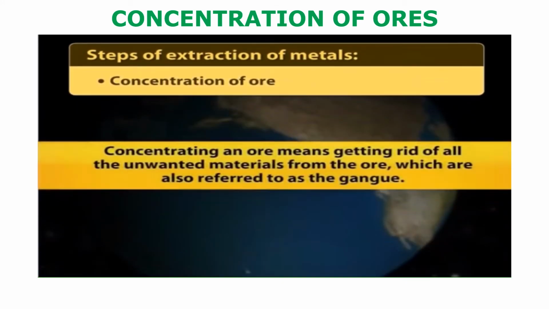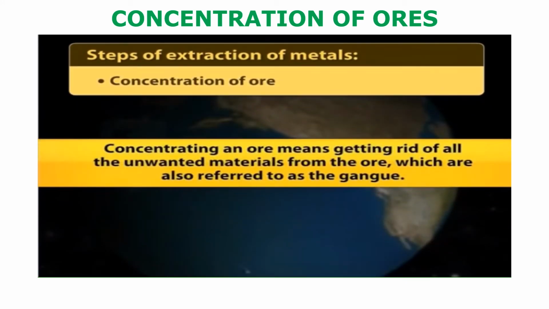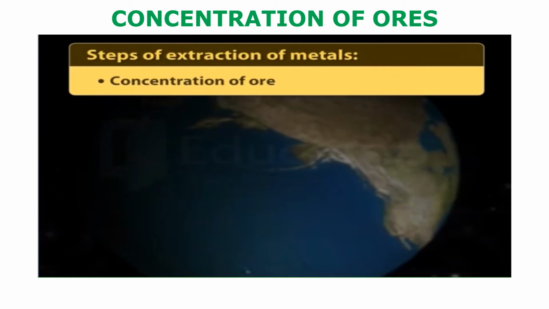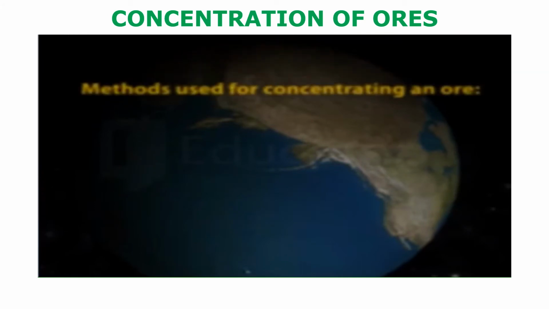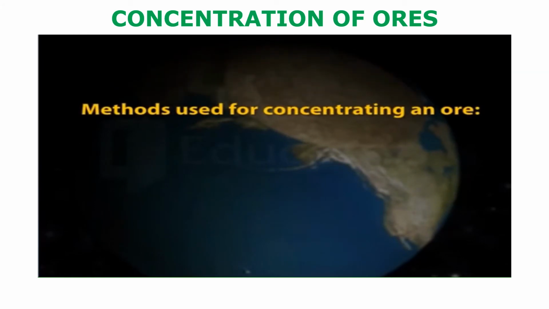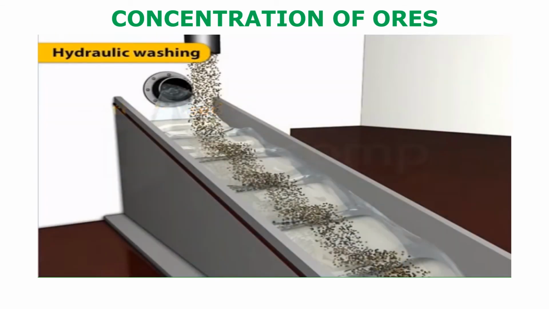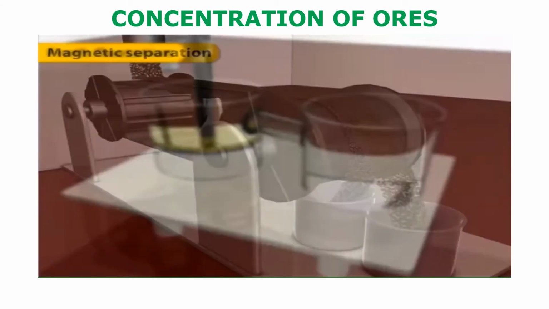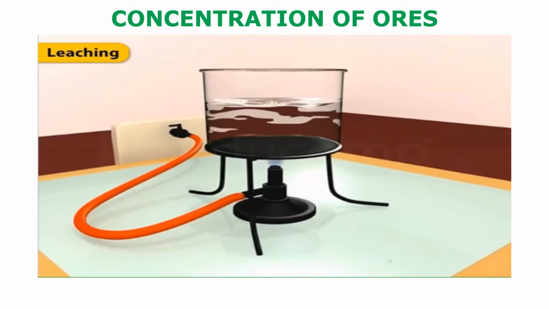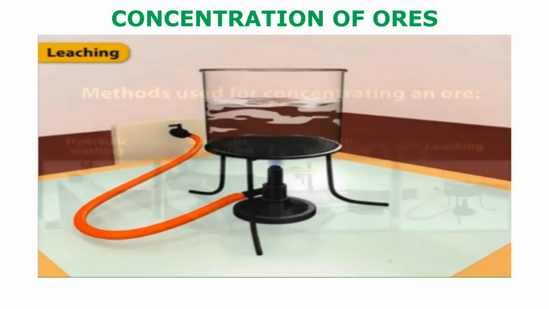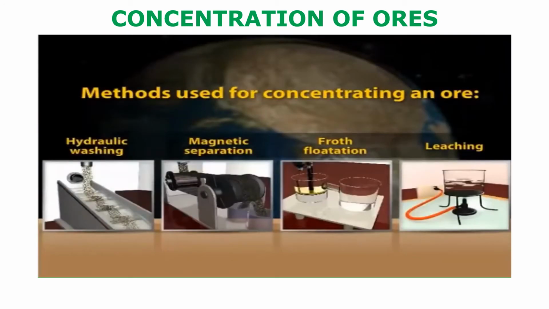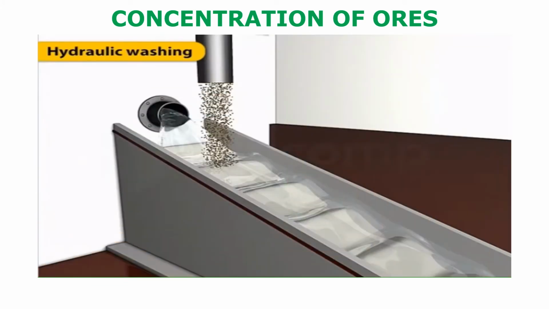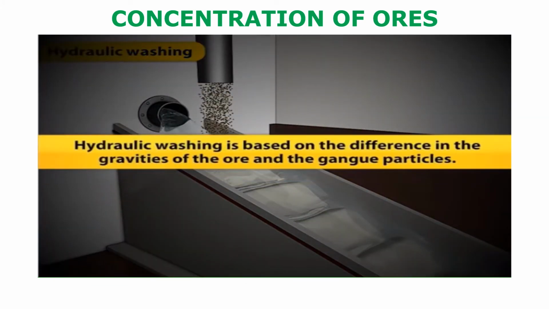Concentrating an ore means getting rid of all the unwanted materials from the ore, which are also referred to as the gangue. Depending on the properties of the ore and its gangue, the methods used for concentrating an ore may include hydraulic washing, magnetic separation, froth flotation, and leaching. Let's first learn in detail about the method of hydraulic washing, which is based on the difference in the gravities of the ore and the gangue particles.